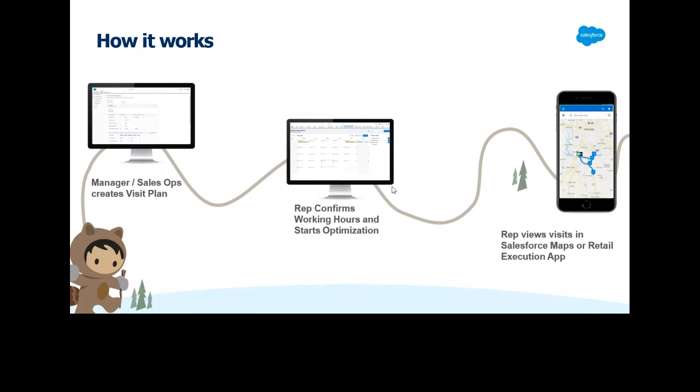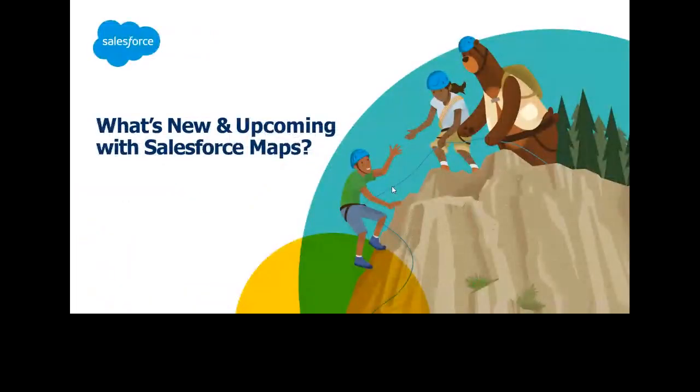And then once that's confirmed, the reps can view in Salesforce Maps that this is my route, this is what I have to do. Once they wake up, once they start their job, they know exactly what they need to do today, right? So that was the basic overview and the foundations of what Salesforce Maps offers.